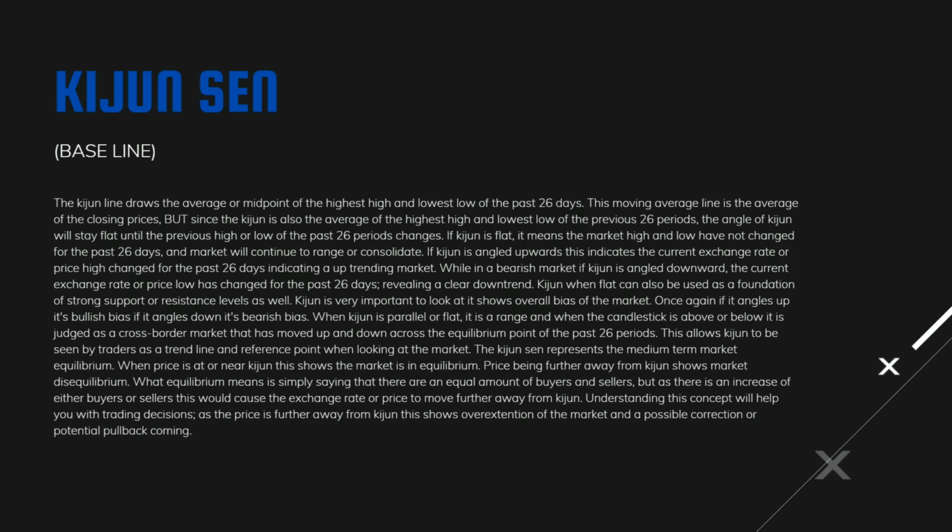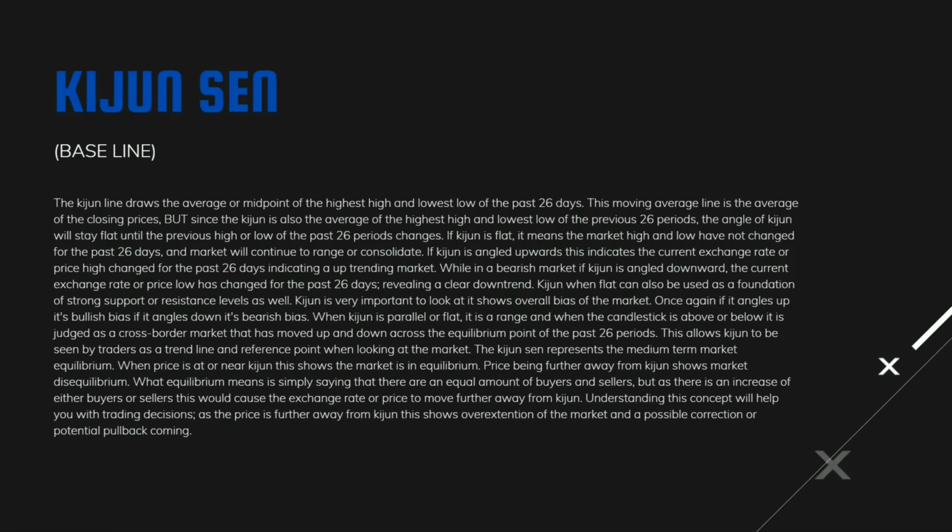If Kijun is angled upwards, this indicates the current exchange rate or price high has changed for the past 26 days, indicating an uptrending market. While in a bearish market, if Kijun is angled downward, the current exchange rate or price low has changed for the past 26 days, revealing a clear downtrend. Kijun, when flat, can also be used as a foundation of strong support and resistance levels as well.